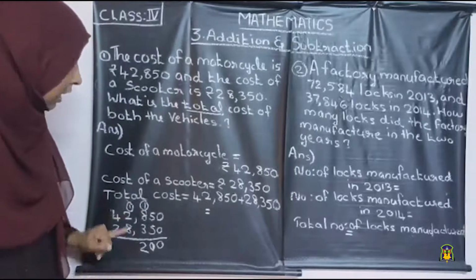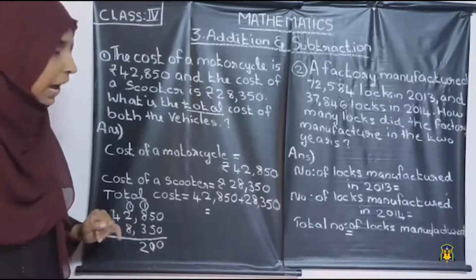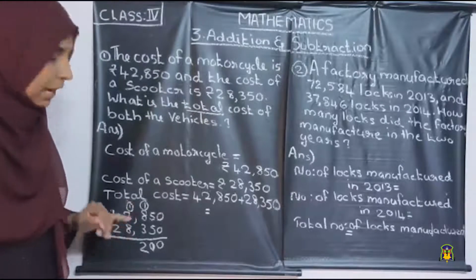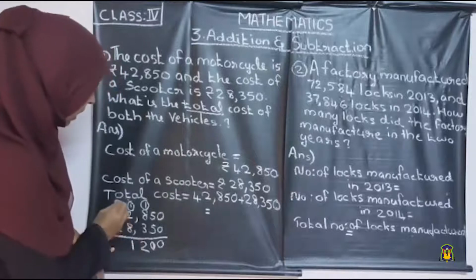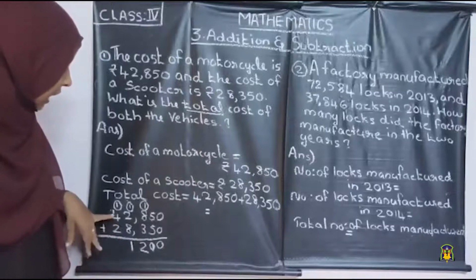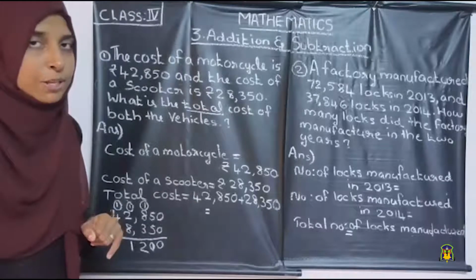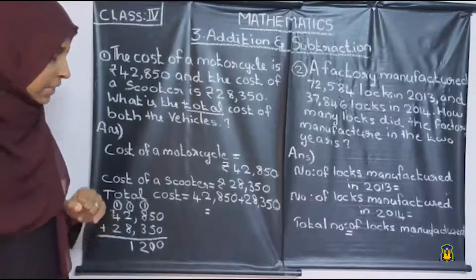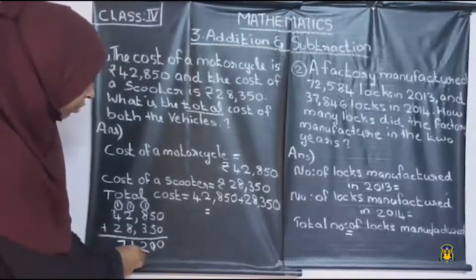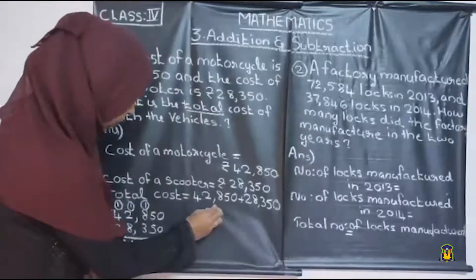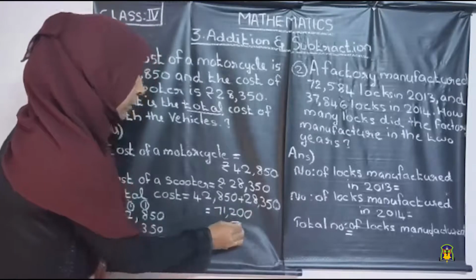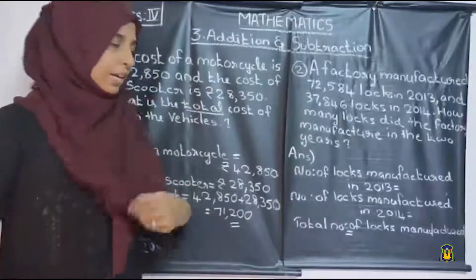Next, in the thousands place we have 2 and 8. What is 2 plus 8? It is 10, and 10 plus 1 is 11. So we write 1 here and 1 as carryover. Next, in the ten thousands place the digits are 4 and 2. What is 4 plus 2? It is 6, and 6 plus 1 is 7. So this is the answer. We can put a comma also. So here the total cost is 71,200. Okay. Understood children how we find the answer?